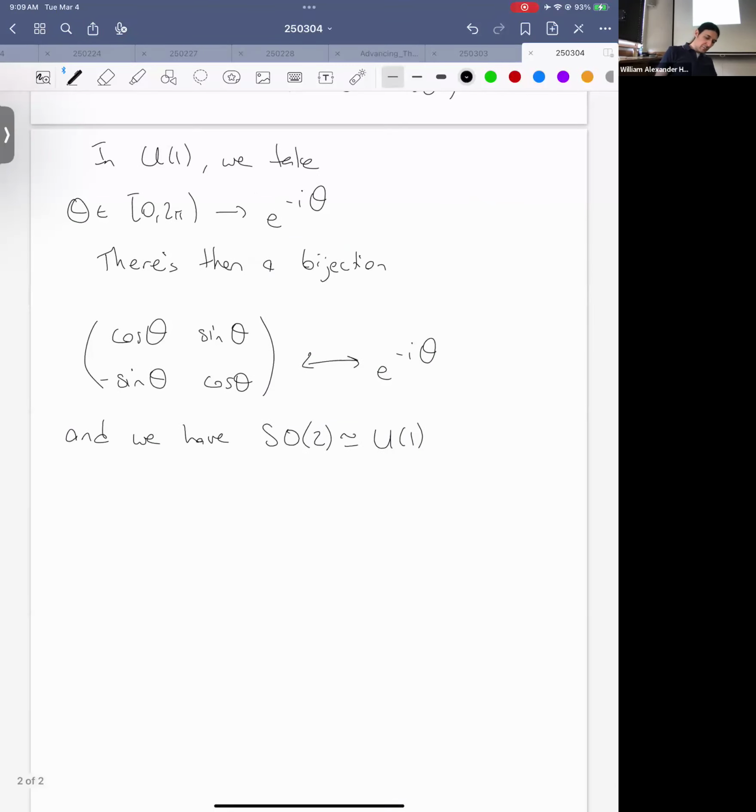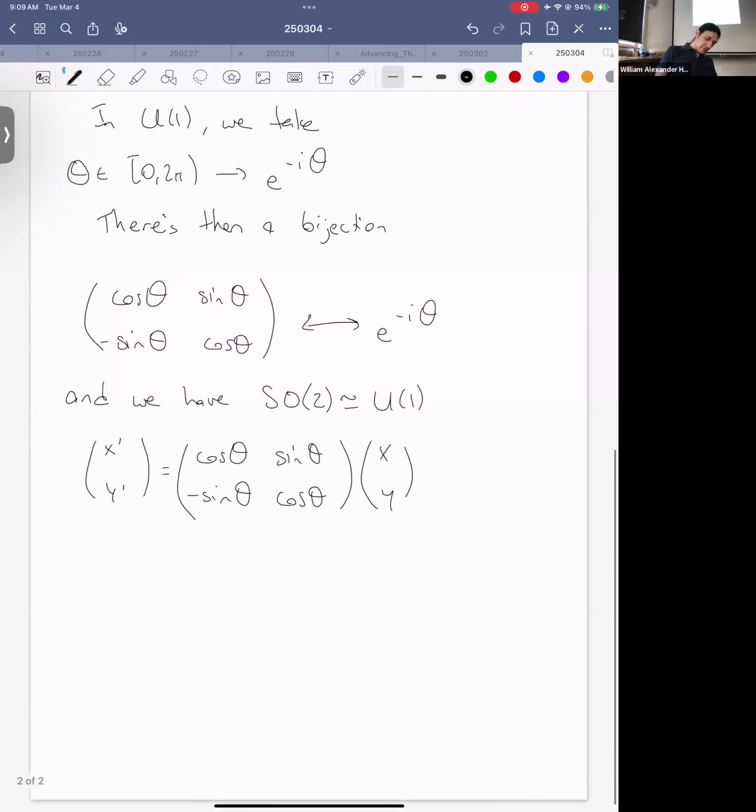And you can see this perhaps more explicitly. So I have (x prime, y prime) equal to cosine theta, sine theta, minus sine theta, cosine theta, acting on (x, y). And this tells me then that x prime is x cosine theta plus y sine theta, and y prime is minus x sine theta plus y cosine theta.